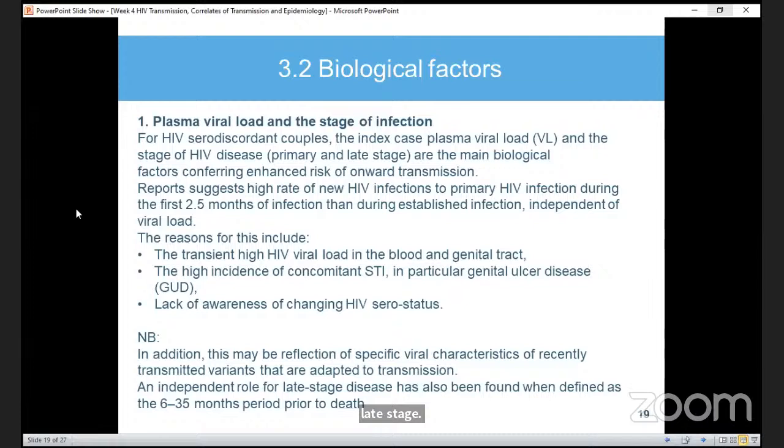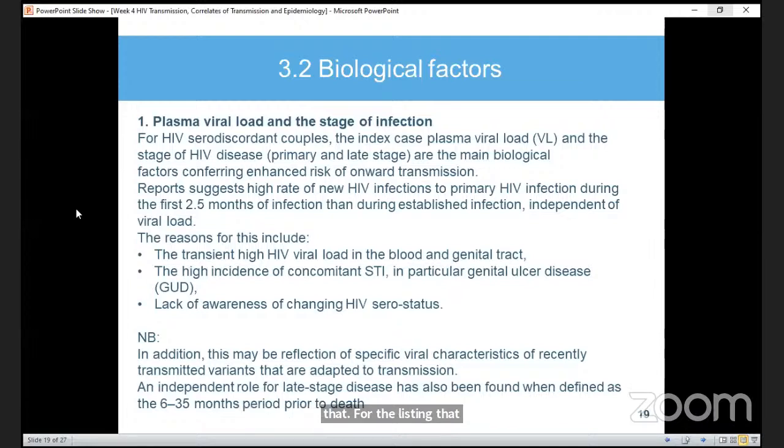Now, the primary stage is the stage of the first few months after exposure to the virus. During these first few months, the chance of transmission is very, very high. Why? We have several reasons tied to this. And also the late stage, that is the AIDS stage, the chance of transmission is very, very high, and the reasons are almost similar to the plasma viral load.